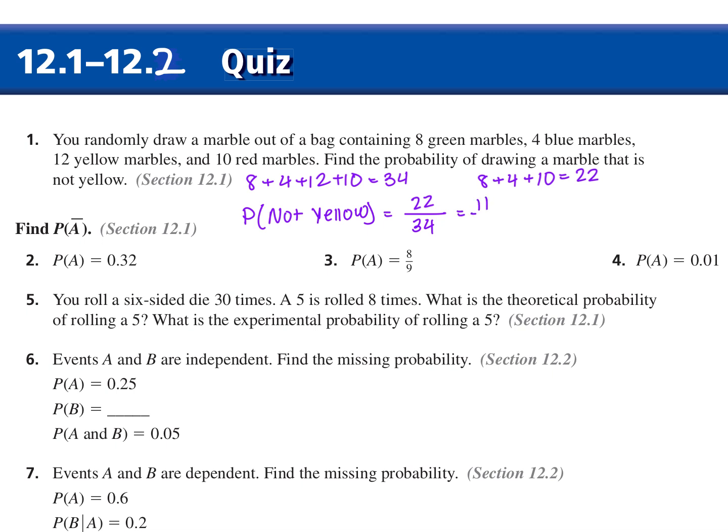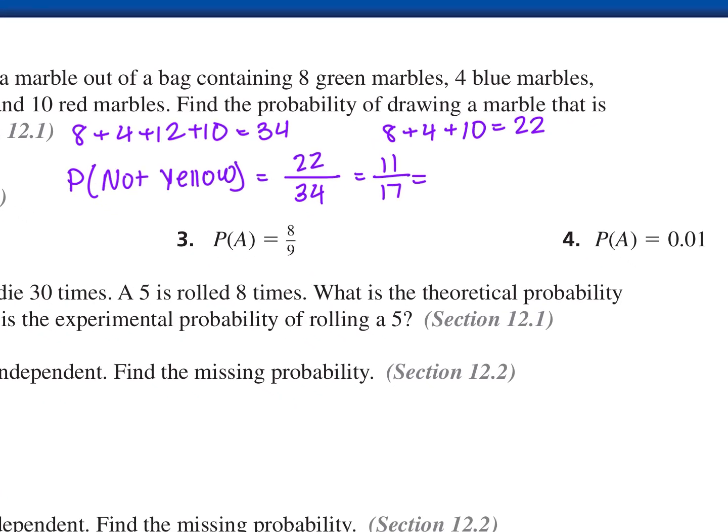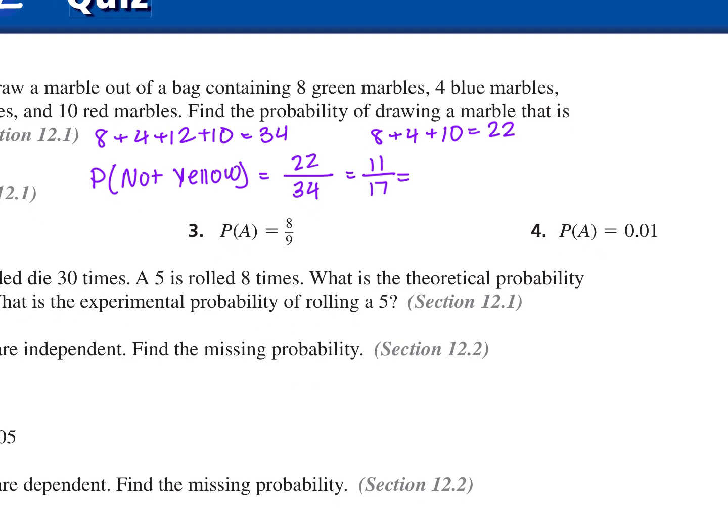Simplifying it, and I know it didn't specify what you're rounding to, whether it's a percent, decimal, or fraction. You could have left it as your fraction, but I'm just going to go ahead. We should know how to change it to a percent by dividing. You're going to get 0.647. Changing it to a percent, I'm going to have 64.7%. And just rounding it to the whole, I'm going to get 65%.